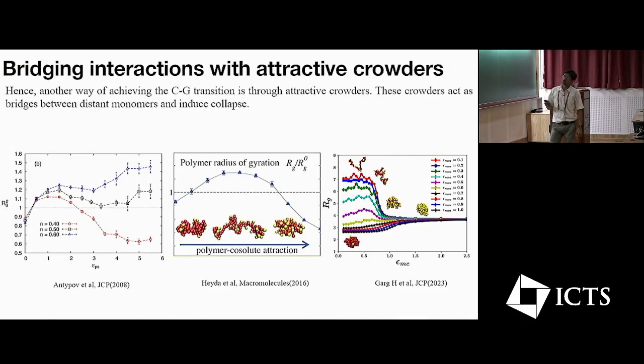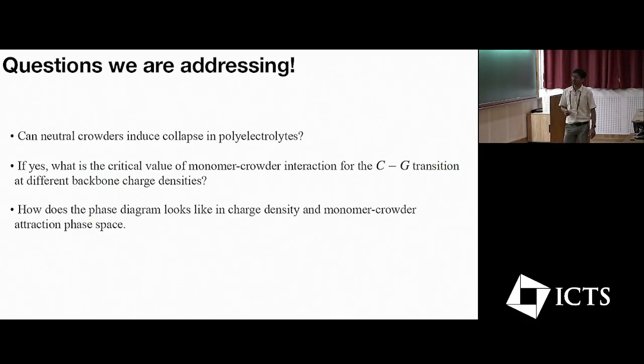So there is another way of looking at this coil-to-globule transition, and this has been studied for a while now. We also did a study here for a neutral polymer, which goes from an extended kind of structure, as you can see from Rg, to a collapsed kind of structure as we increase the attraction between the monomers and the crowders, right?